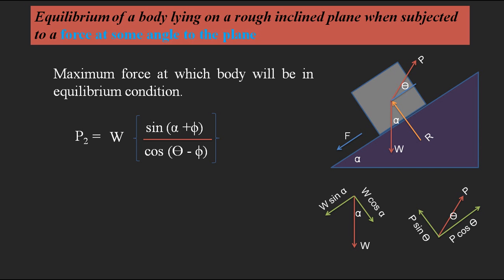So I hope you understand how to find the minimum force which is acting at an angle theta to the inclined plane, and that is required to make the body be under equilibrium, as well as the maximum force. And still, if you have any doubts, please feel free to comment on my video so that I'll try to clarify your doubts.